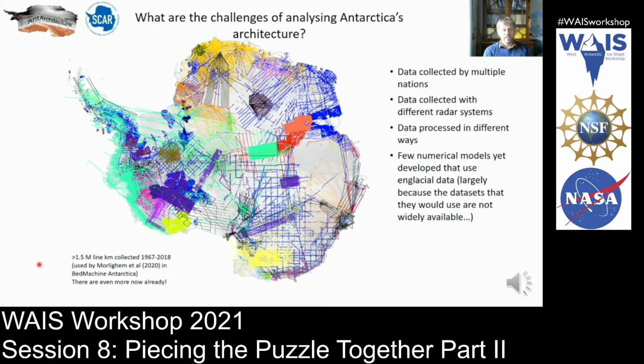What of course makes this a significant challenge across Antarctica is that the data that we need to use are collected by multiple groups from multiple nations, using many different radar systems, and with traditions of processing the data in many different ways. And we also face a challenge ultimately at the user side, which is that at the moment there are few numerical models actually yet developed to use the englacial data that we can gather from ice penetrating radar data.